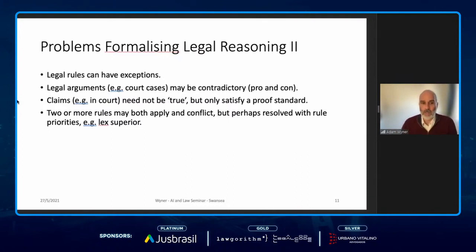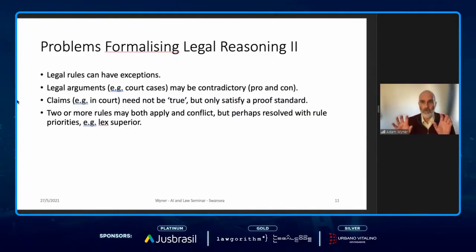Another aspect is that there may be two rules that apply, and yet there is rule prioritization. We'll take a look at this a little bit later, but one of these is lex superiori, where laws that are promulgated from superior courts trump rules that are promulgated by subordinate courts.